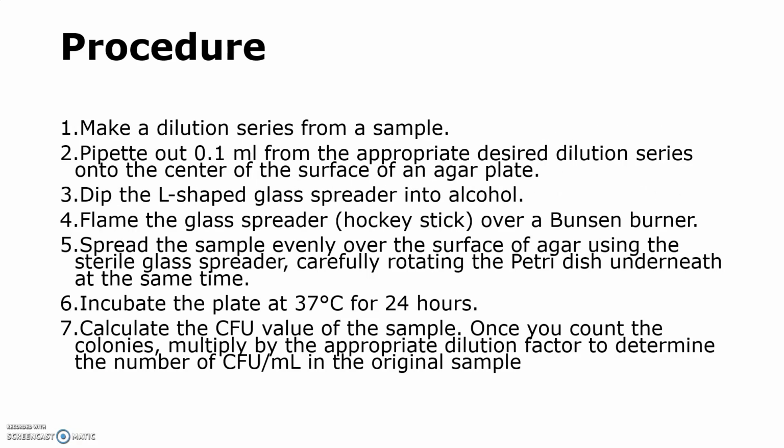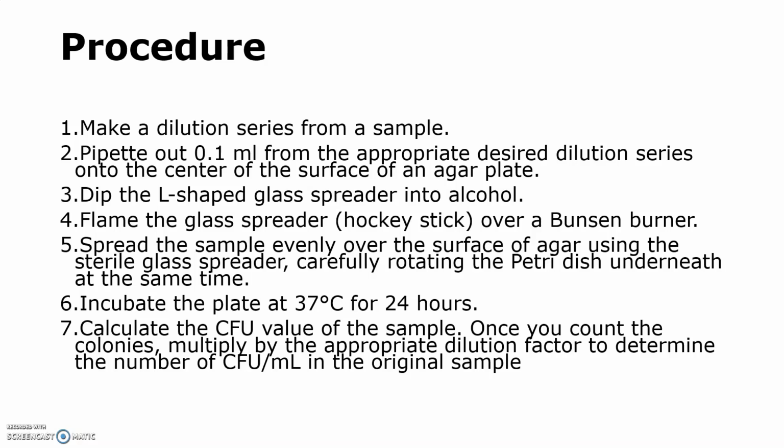Next is the procedure. Make a dilution series from a sample. First of all, we are preparing serial dilutions of the bacterial suspension. I have shown the picture: 1 ml from the bacterial suspension into 9 ml of medium. It becomes 1:10, then 1:100, 1:1000, 1:10,000 and so on. Then from the appropriate desired dilution, we pipette out 0.1 ml onto the center of the surface of an agar plate.